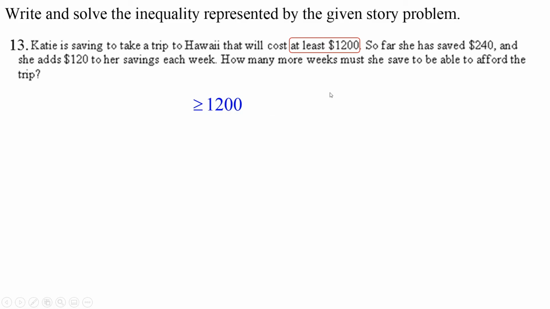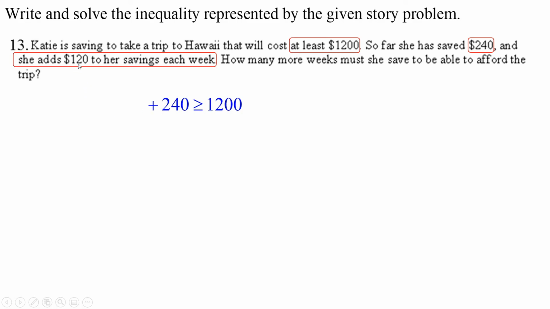So let's see what she has so far. So far she has received $240. So let's put this over here on the left. And she adds $120 to her savings each week. So we're adding, what are we adding?